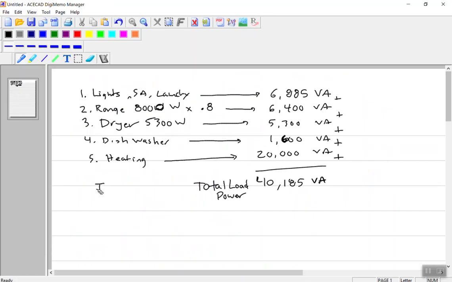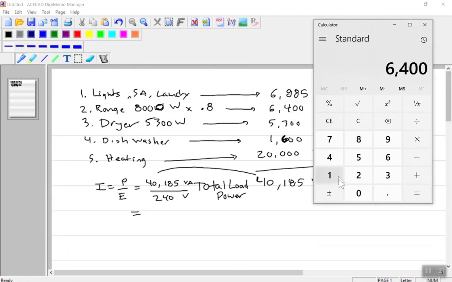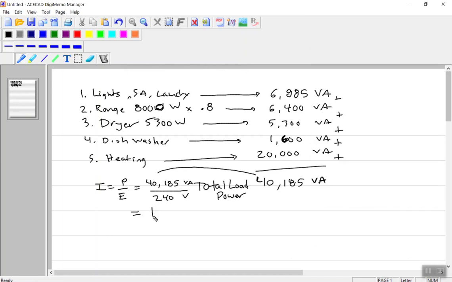Okay, so in this case, let's go ahead and go to our notepad. I is equal to P divided by E, right? And the power we just calculated, right there it is, 40,185 volt amps divided by 240 volts on a single phase service, right? And we divide those two out. I'll pull up my calculator, you pull up yours. 40,185 divided by 240, and then we got 167 amps.